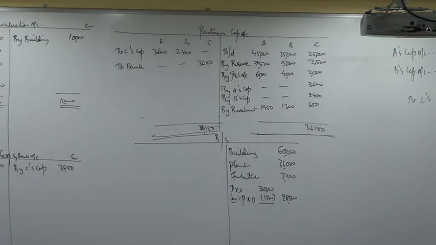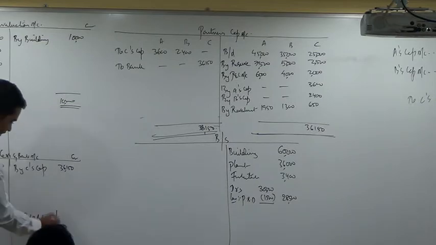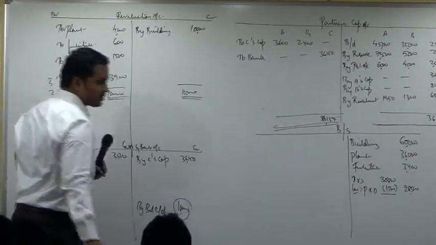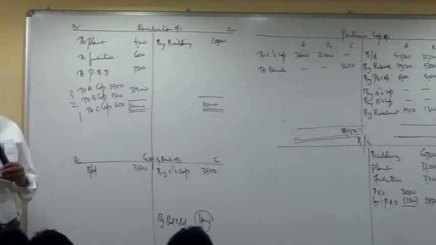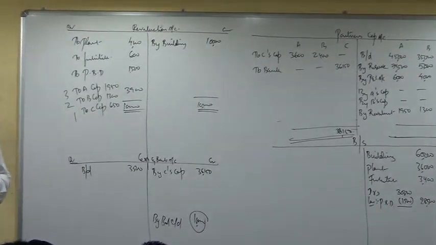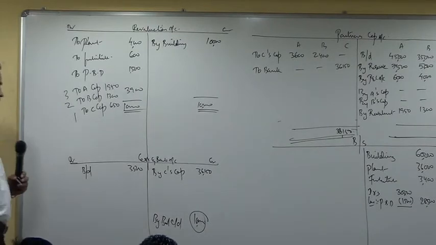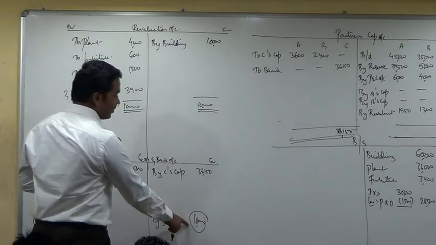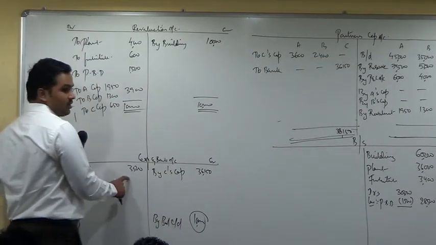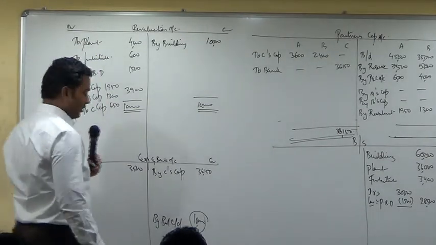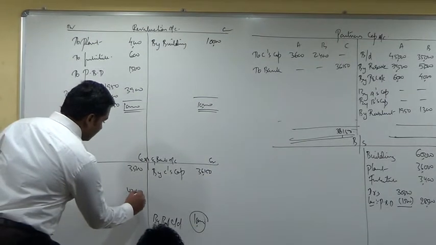Did you all write? Now, we have to pay off C. After paying off C, we should have a closing balance of 10,000. This is the desired closing balance. You will fix that closing balance by balance carried down 10,000. Now tell me how much shortfall is there? 36,150 plus 10,000, 46,150 minus 3,500. How much is there? 42,650. So 42,650 is the shortfall.